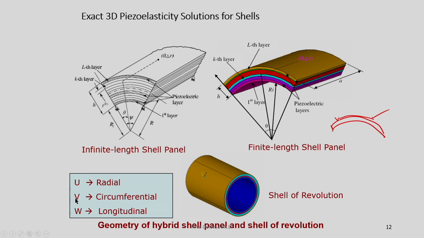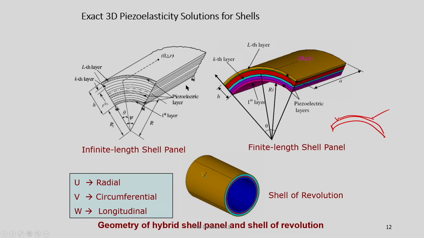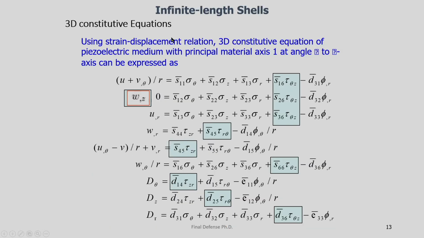U is the radial displacement, V is the circumferential displacement, W is the longitudinal displacement. The total thickness is H and theta, Z, R is the coordinate system. And this is the finite length shell. Already you have some idea about the finite shell. And this is the geometry of an infinite length shell panel. So, for the infinite length panel, epsilon equals S times sigma plus D times capital E. I will explain later where this comes from.